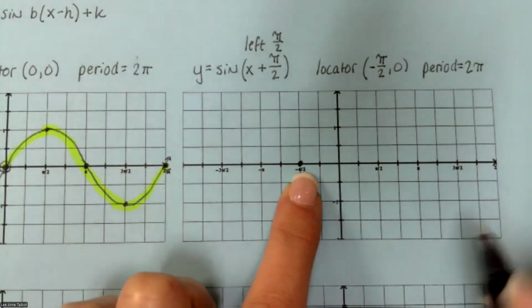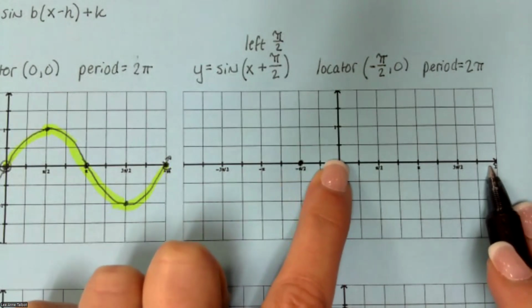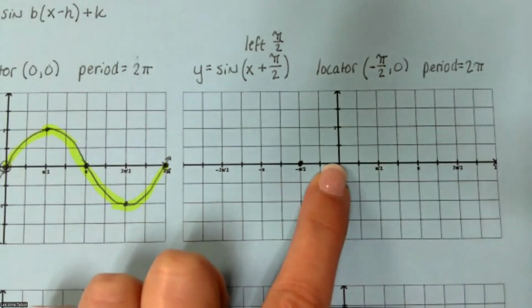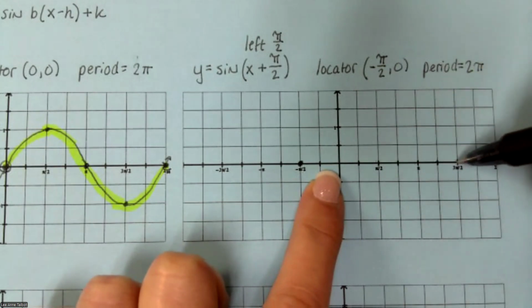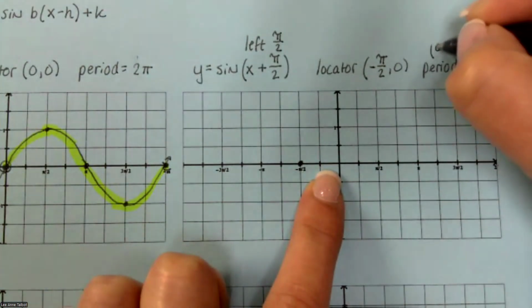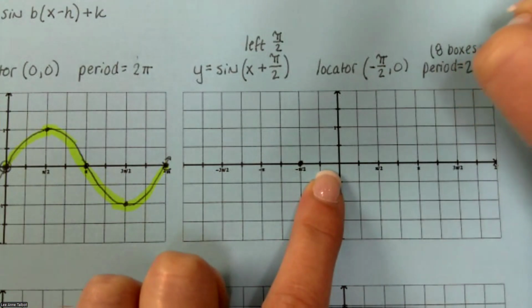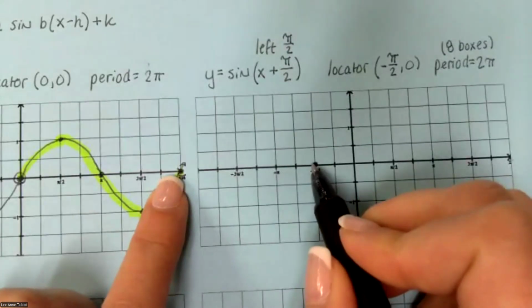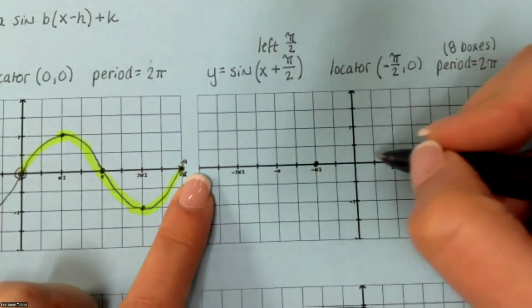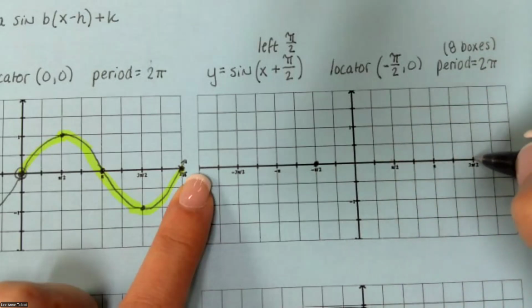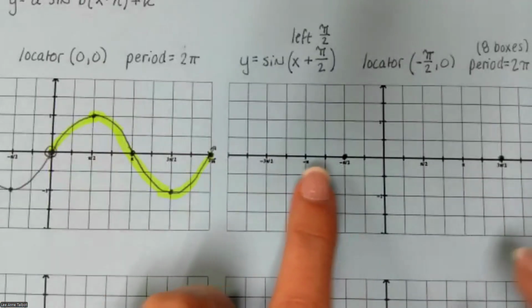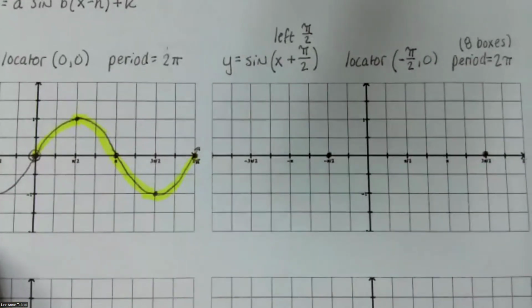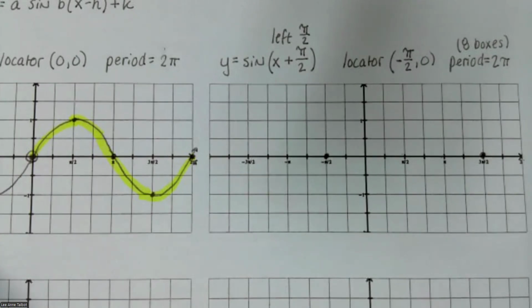And what I like to do for this is I like to count boxes. So on this particular graph paper, 2 pi is 1, 2, 3, 4, 5, 6, 7, 8 boxes. So I'll go back to my start and go 1, 2, 3, 4, 5, 6, 7, 8 boxes. And really, this is exactly the same wave as this one. It's just shifted back 2 boxes. You guys with me so far?